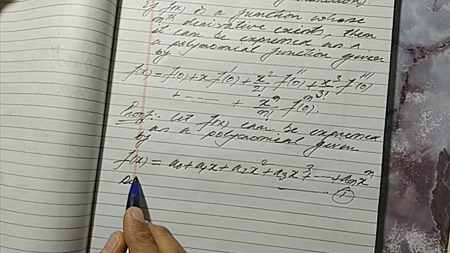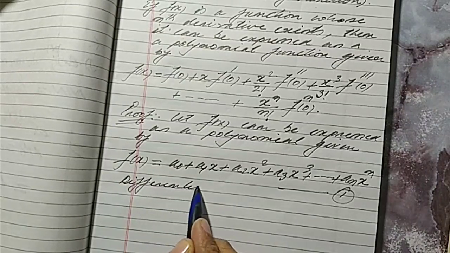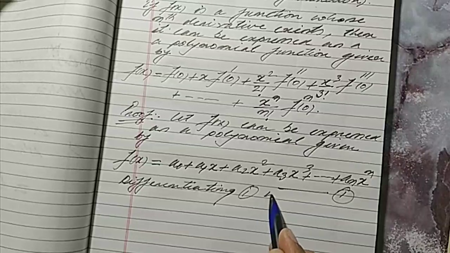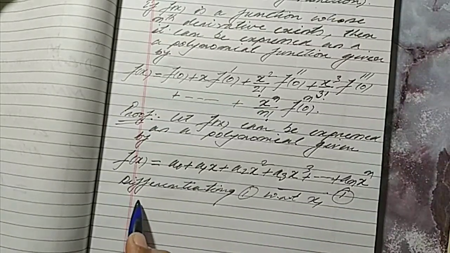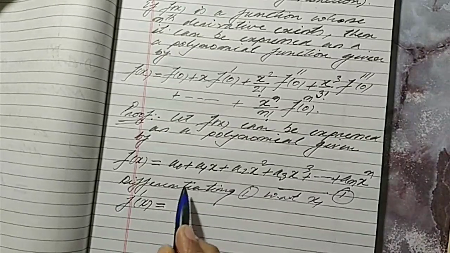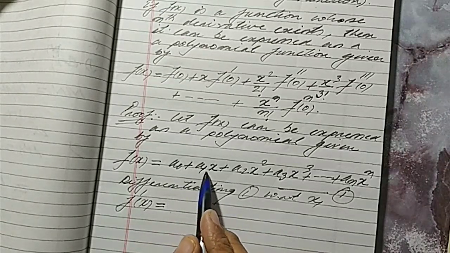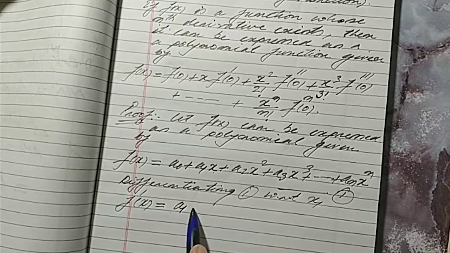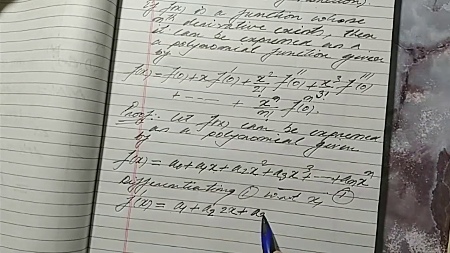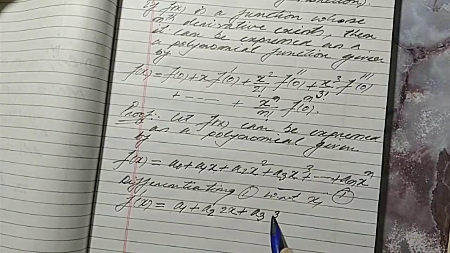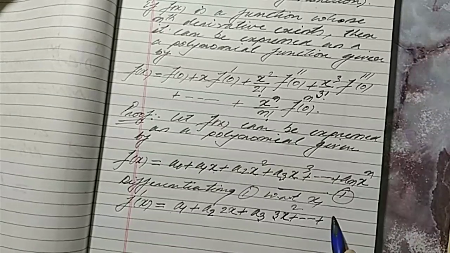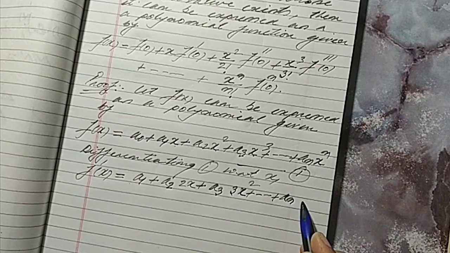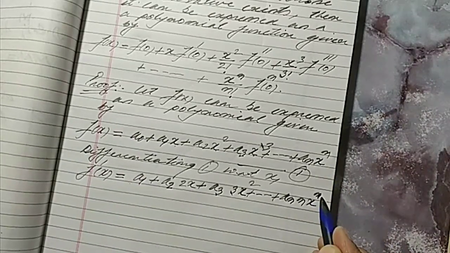Now we have to differentiate it with respect to x. So differentiating equation 1 with respect to x, we get f'(x) equal to: a0 is a constant term, so its differential is 0, and in a1x, a1 is the constant coefficient, and the differential of x is 1, so we get a1, plus a2 is a constant coefficient and the differential of x^2 is 2x, plus a3 is a constant coefficient and the differential of x^3 is 3x^2, and so on to an as constant coefficient and the differential of x^n is n x^(n-1). Let it be equation number 2.